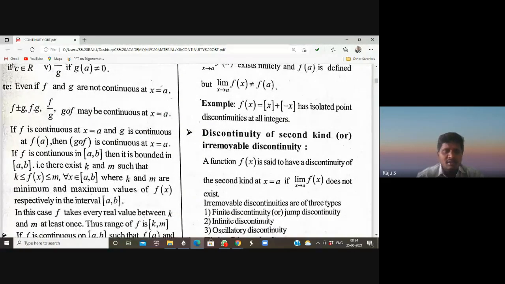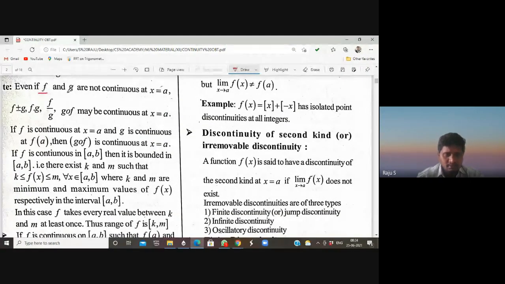And this condition is already explained. If f and g are not continuous at x is equal to a, the sum may still be continuous. Last time I even gave an example also.